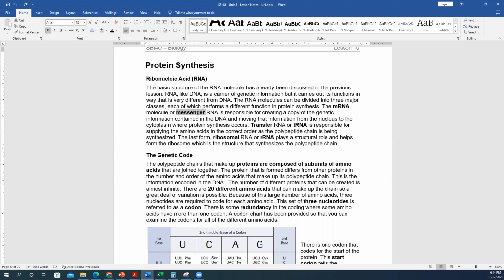And once it makes that copy, it is information that is able to move from the nucleus out to the cytoplasm, where the actual protein synthesis can occur.